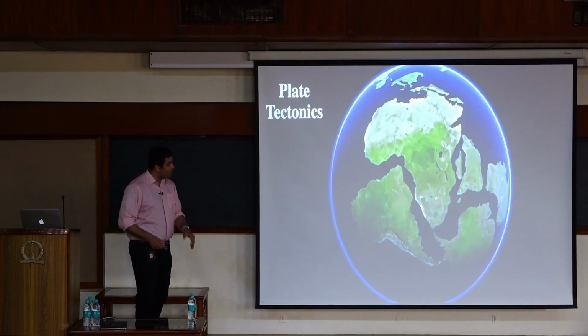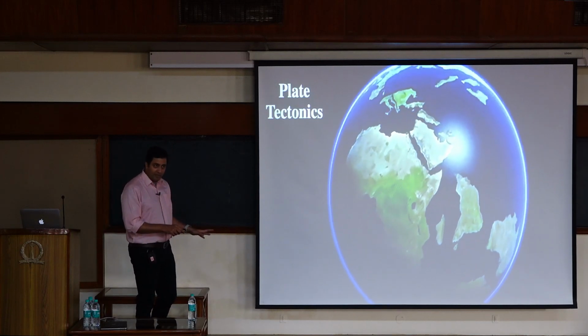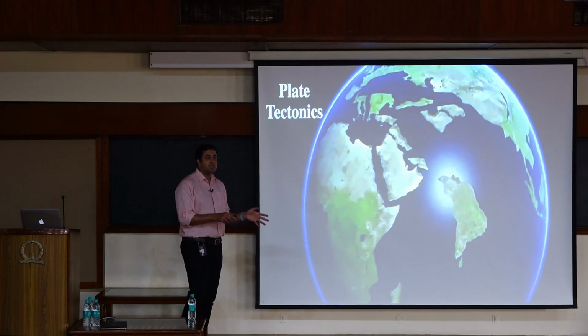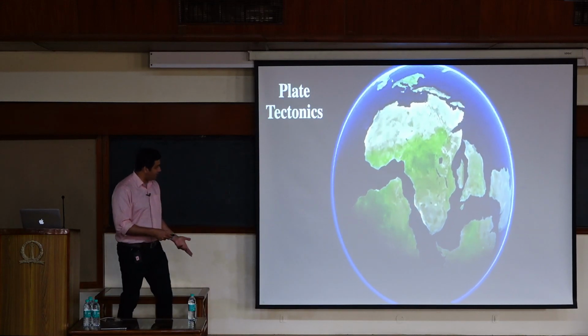Now, the manifestation of this is plate tectonics. We all know about it. Plates are moving around, not this fast. They usually move a millimeter to a centimeter per year. And we are averaging this over a very fast time scale, okay?